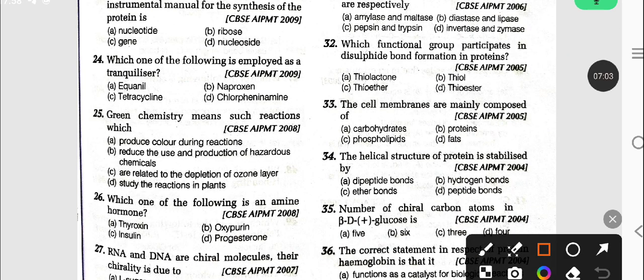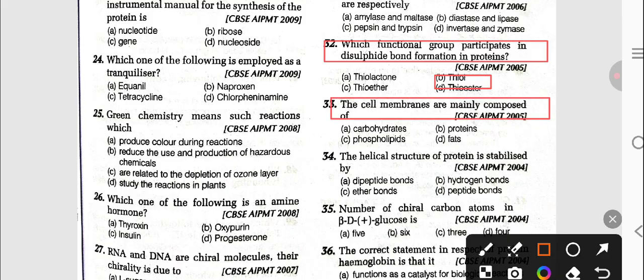Which functional group participates in disulfide bond formation in the protein? So it is thiol. Option number B is the right answer. The cell membrane is mainly composed of phospholipids. The helical structure of protein is stabilized by the hydrogen bonds. Option number B is the right answer.